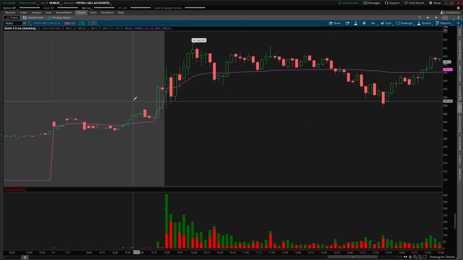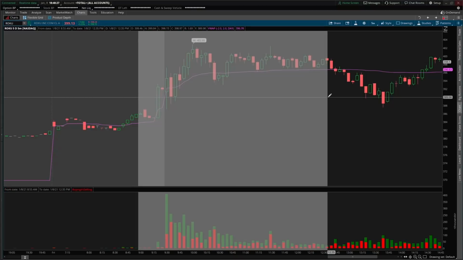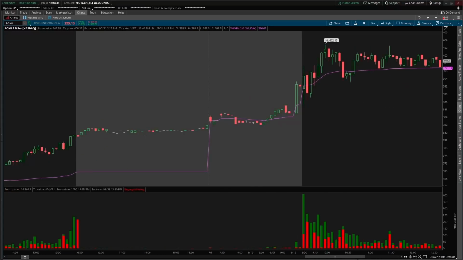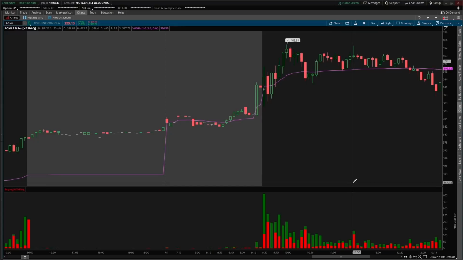Here we have Roku, and this is how you have to use volume in context, meaning you have to understand where price is, and is it at a significant level? Is there a huge move down, huge move up? Are we chopping? Are we in the middle of a range? So here we have Roku, and we had a significant volume spike in the middle of the trading range, attempting to break the high of day with a huge volume spike down here. Now this was in the middle of the range, so there's no real story here.